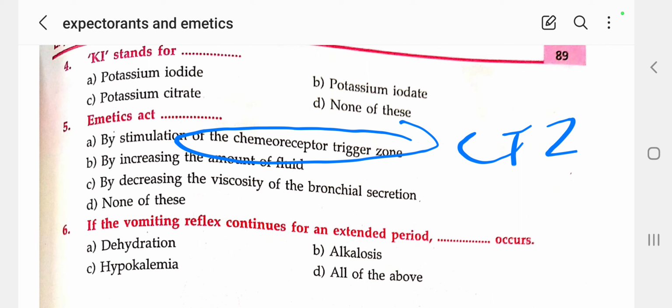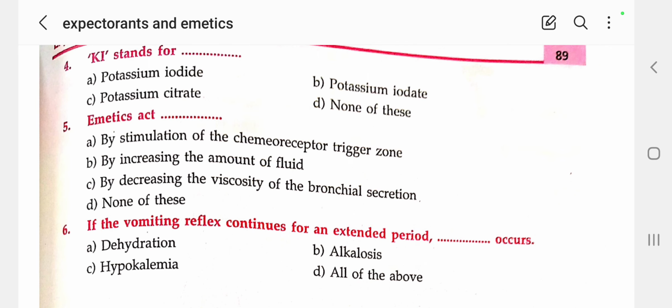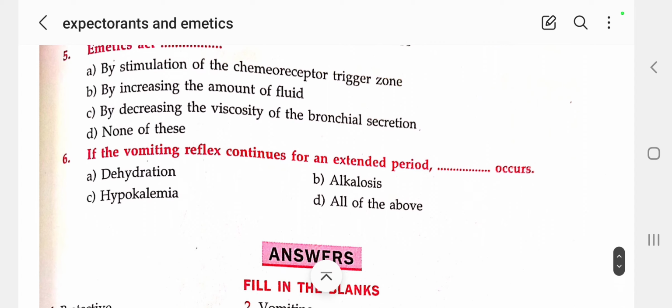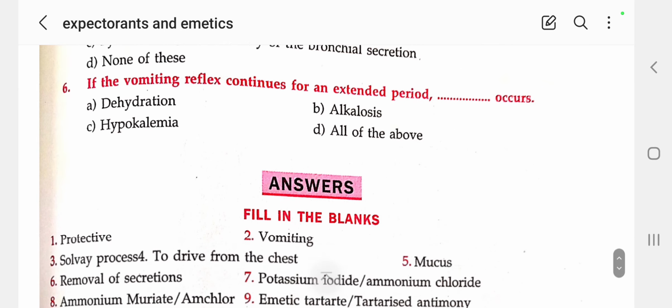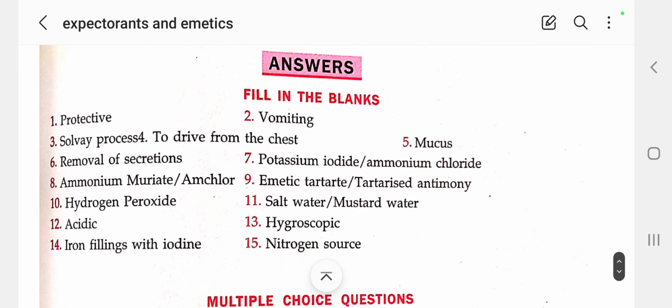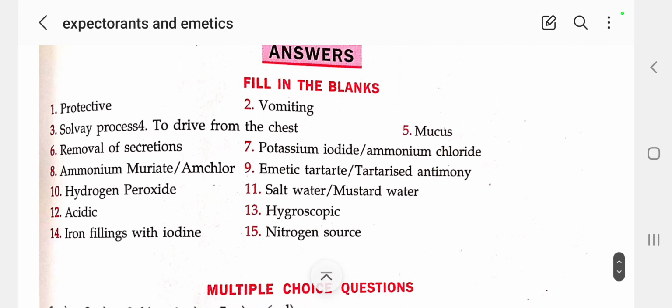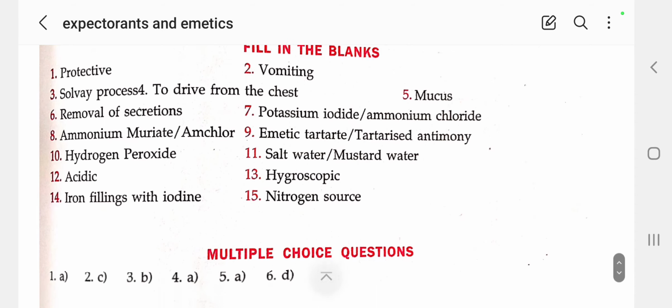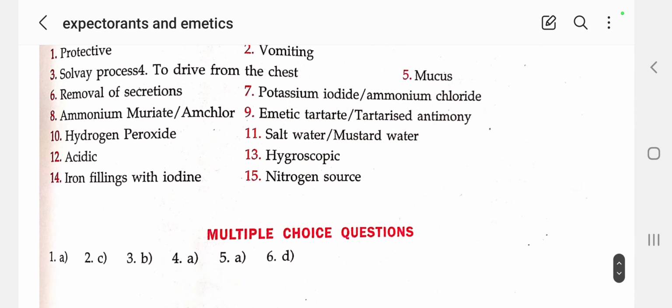So next, if the vomiting reflex continues for an extended period, dash occurs. So what will occur? Dehydration. So at that time, we have to give treatment for the dehydration. Immediately the person is to be given ORS salt. Okay, so I think this will help you with the answers for the question and answer, fill ups and objective type we discussed now. Okay, thank you.